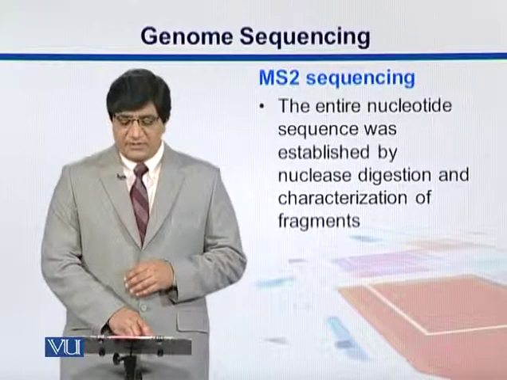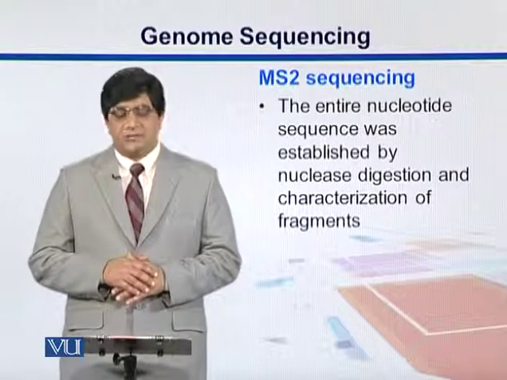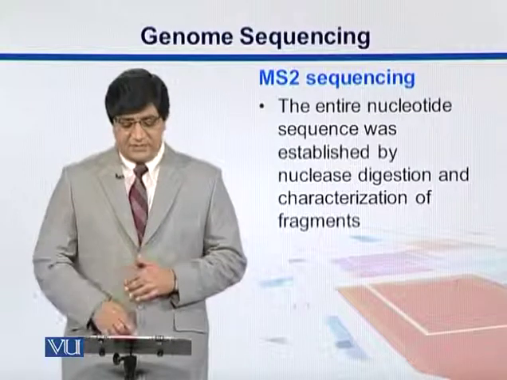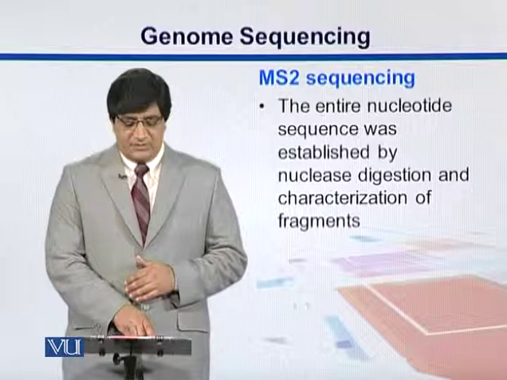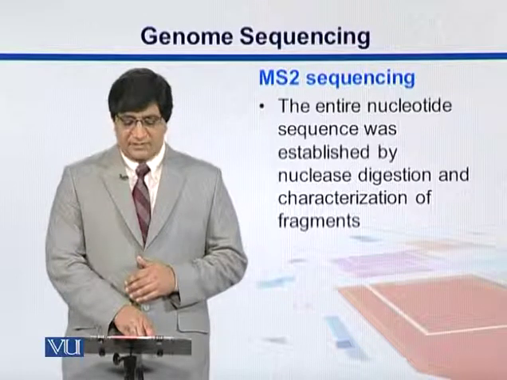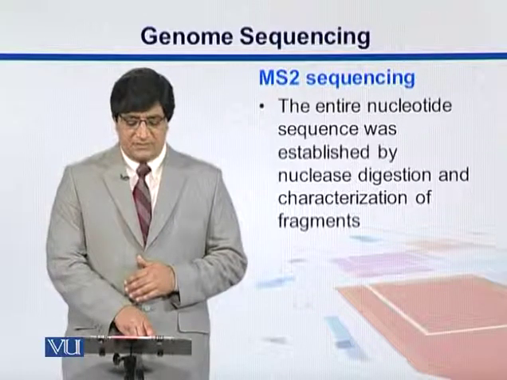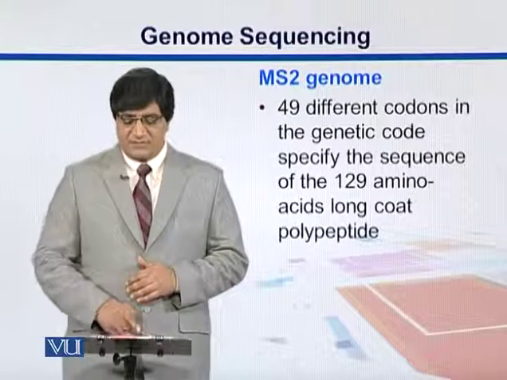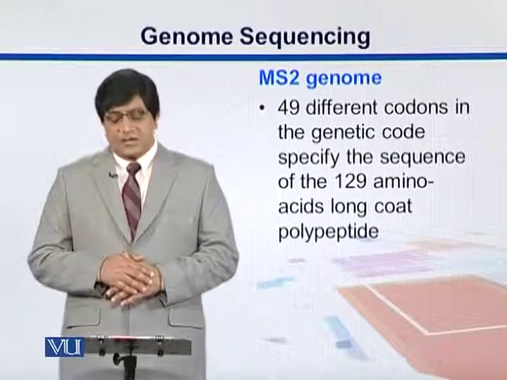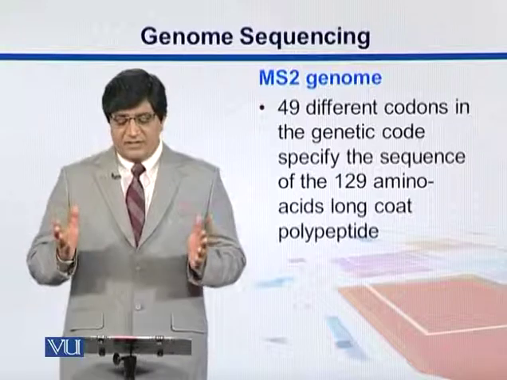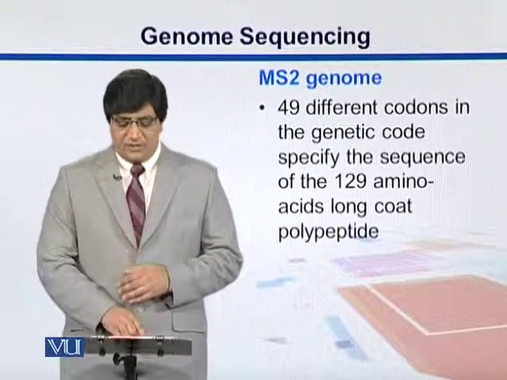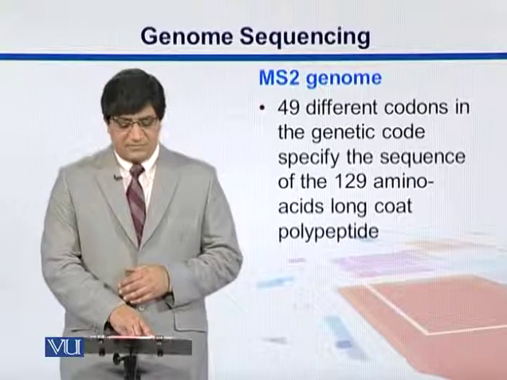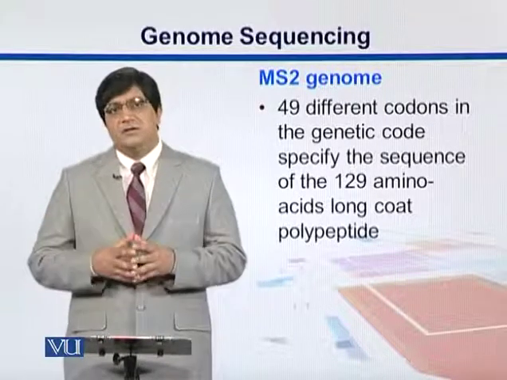The entire nucleotide sequence was established by nuclease digestion and characterization of the fragments. So we have enzymatic digestion of these nucleotides, and they were sequenced with the help of that. In total, it has 49 different codons that code for 129 amino acids, which gives a long coat protein.